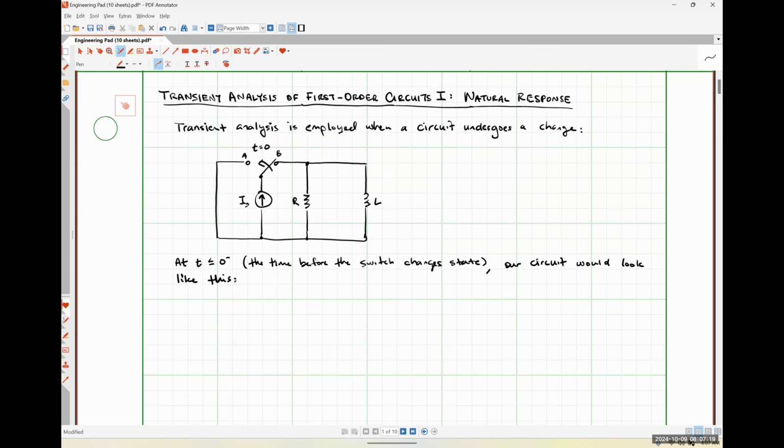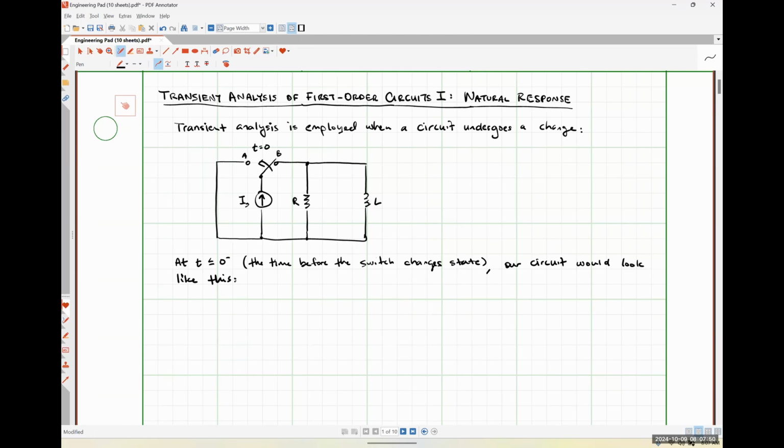Okay. So we're going to make an assumption here. And the assumption that we are going to make is that our switch has been closed at position B for a very long time. So for such a long time that any transient condition or any change or response to change has already died out. So effectively for t less than or equal to 0 minus, we are looking at a DC circuit because the change has not yet happened.